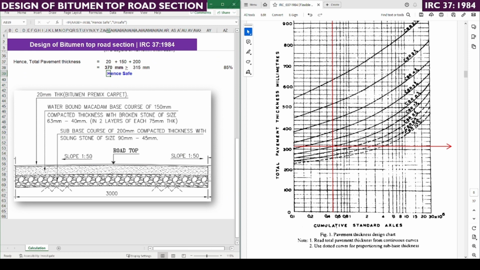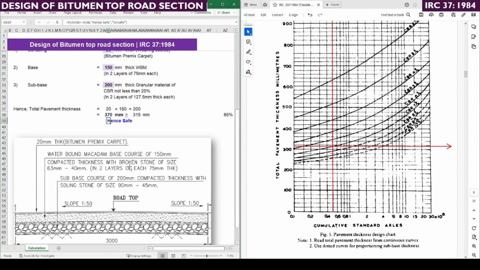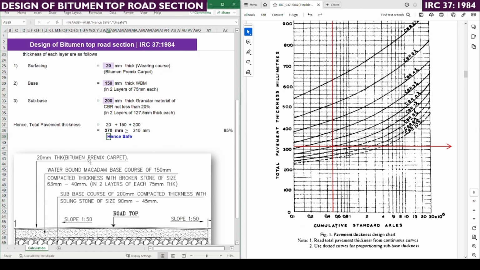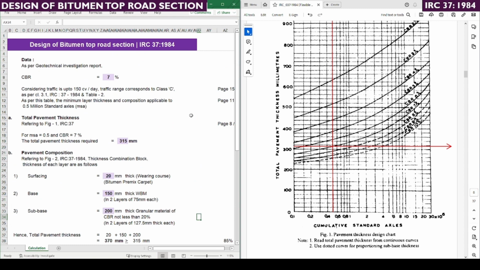And this is a small sketch of the road thickness. We are keeping a slope of 1:50 in order to drain out the stormwater from the road. The subbase course is 200 mm, above that the water bound macadam is 150 mm, and finally the bitumen premix carpet of 20 mm thickness is provided. So this is the road section thickness definition as per IRC 37 1984. We will look at another version of IRC 37, the latest one from 2018, which has some more complicated calculations.